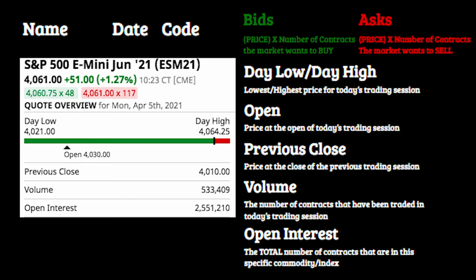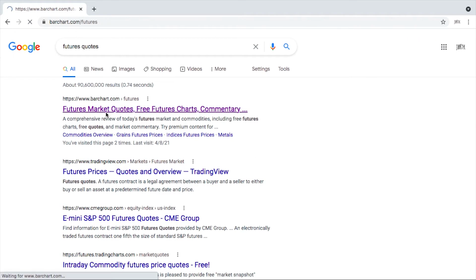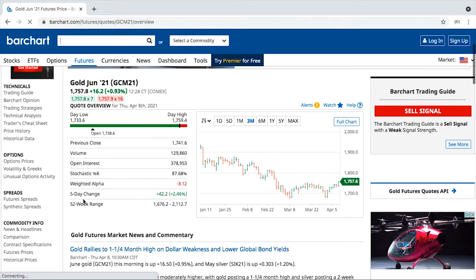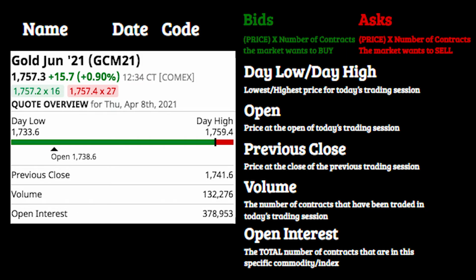All right, now we know how to read a quote and pull up a chart and compare that data. So let's try something different here. Let's try gold this time. So we're going to Google futures quotes again, and then we'll pull up the gold quote. All right, now we can replace this with gold. And now we have the overview of what's going on with GCM 21.